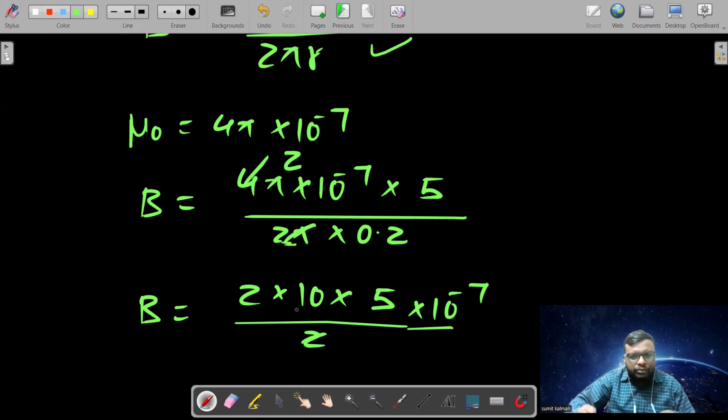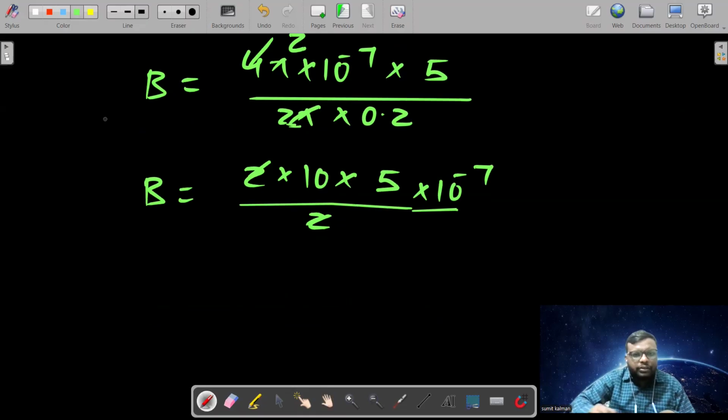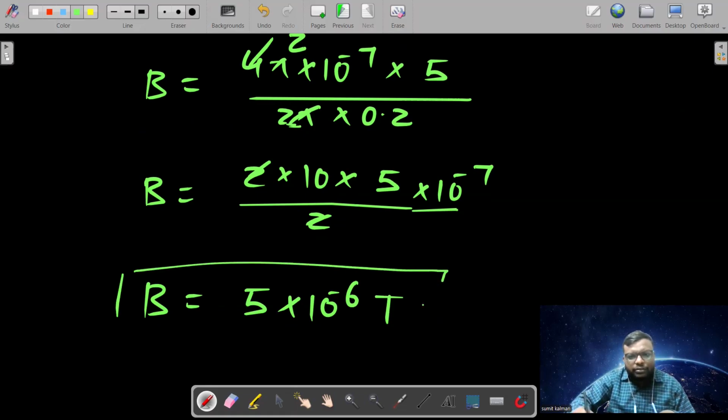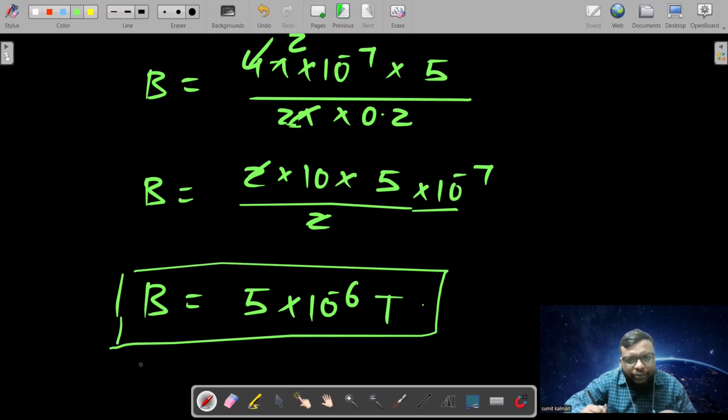And here 2 will be cancelled out by 2. So here we are left with B is equal to 5 into 10 to the power minus 6, and the unit of magnetic field is Tesla. So we have got our magnetic field, that is B is equal to 5 into 10 power minus 6 Tesla.